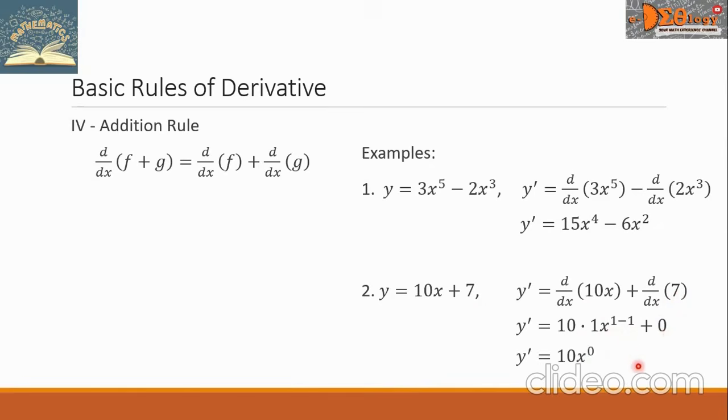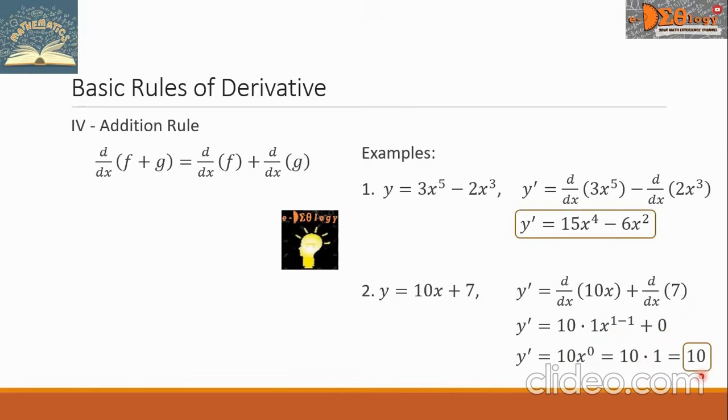Simplifying further, we have now 10 times x raised to 0. This x raised to 0 is simply 1. So 10 times 1 is equal to 10. These are the answers for the given examples.